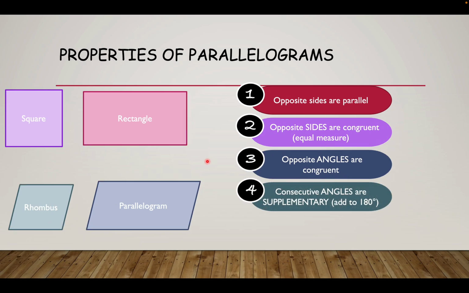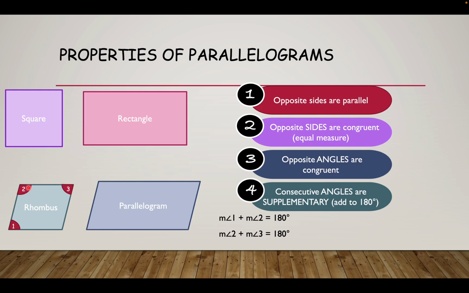Property 4, consecutive angles are supplementary, meaning they add to 180. So when we go around a shape, consecutive angles are angles that are next to one another. So angle 1 and 2 are next to each other. Therefore, if we add them, it would equal 180. 2 and 3 are next to each other.